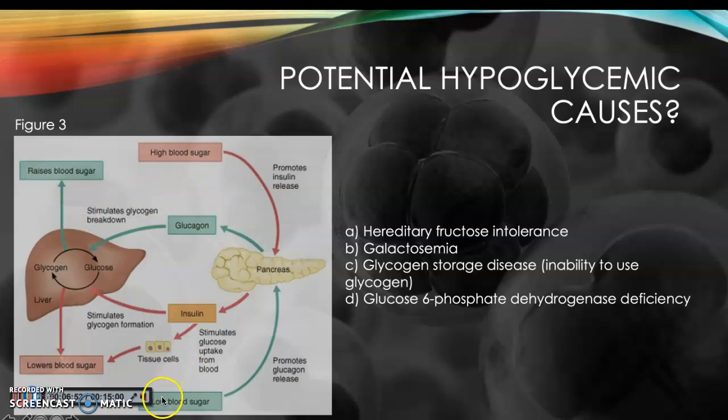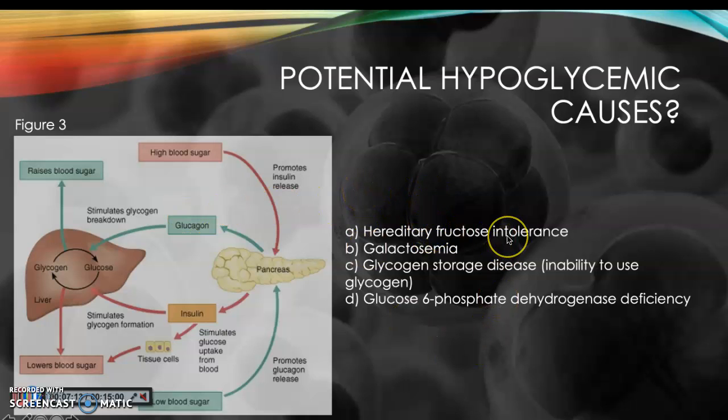In the case of low blood sugar, we would expect glucagon to be released in order to stimulate glycogenolysis and break down glycogen in order to release sugar into the blood. So this is what we're looking for. This is the kind of pathway that we're searching for within these four answers.